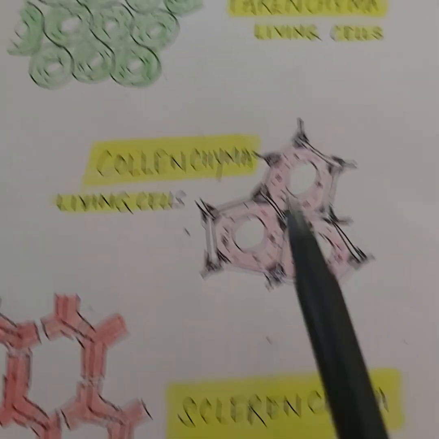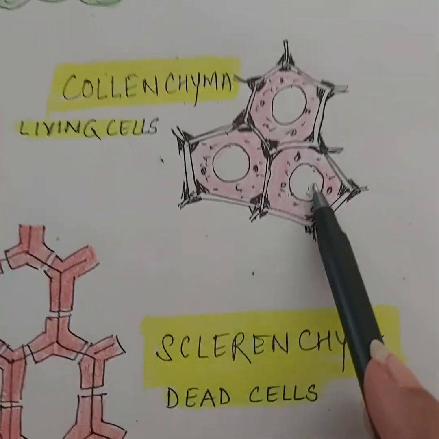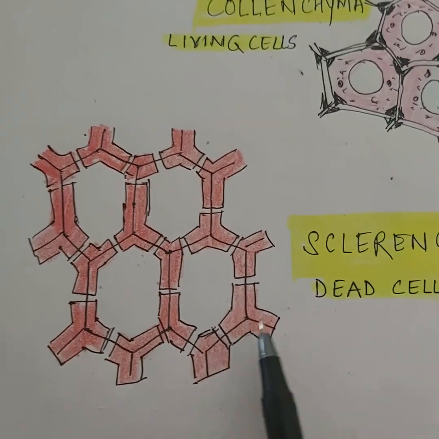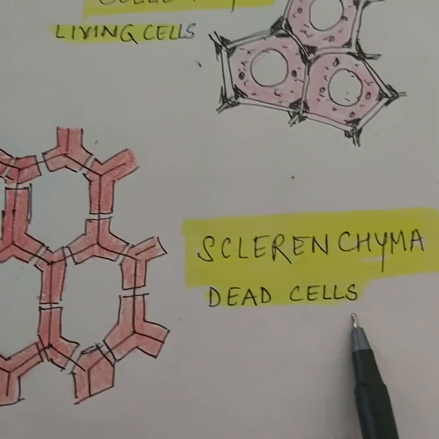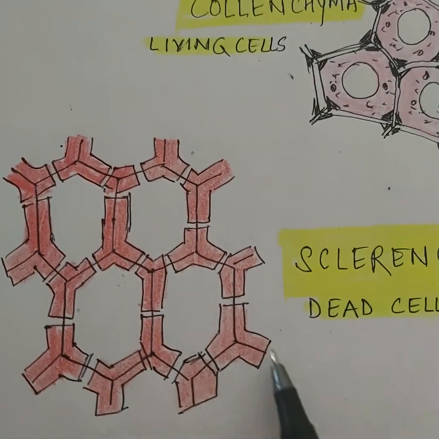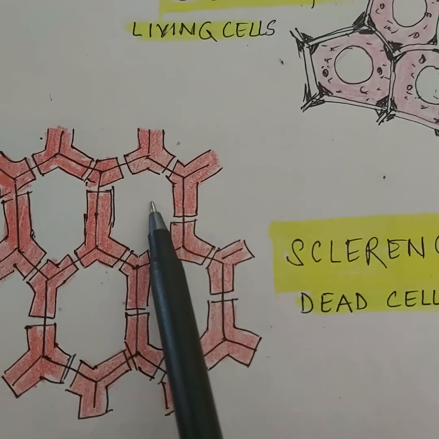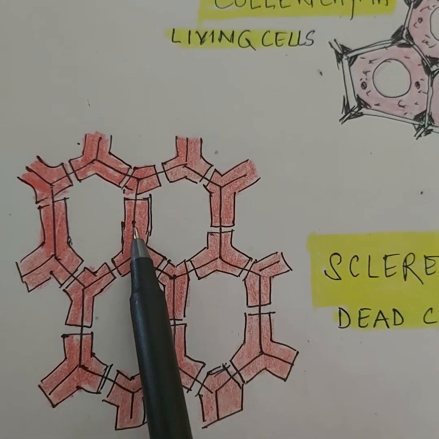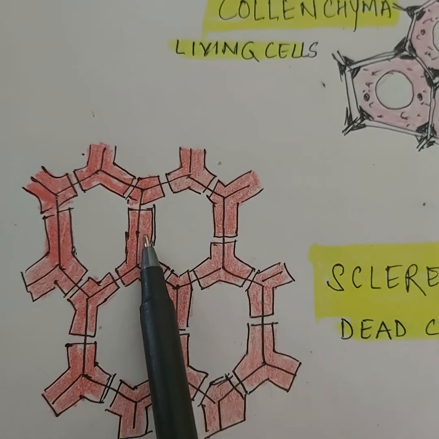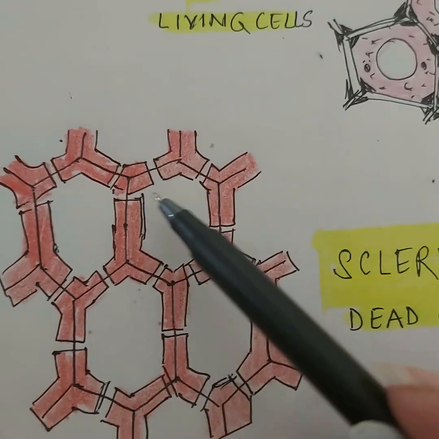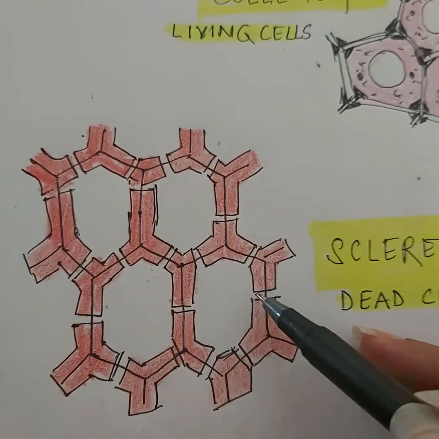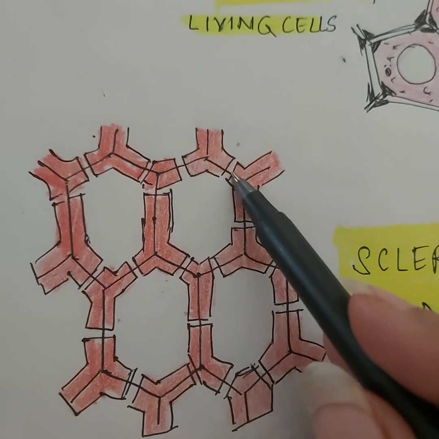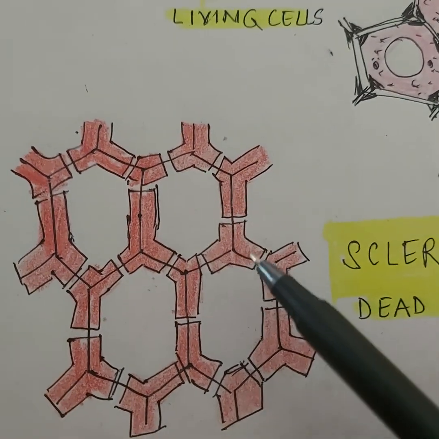Now, unlike parenchyma and collenchyma, this tissue is a dead tissue. That is, the cells do not possess cytoplasm, nucleus, and other components. These cells are very tightly packed. You can see there are no intercellular spaces. These gaps that you can see are the pits in the cell wall.